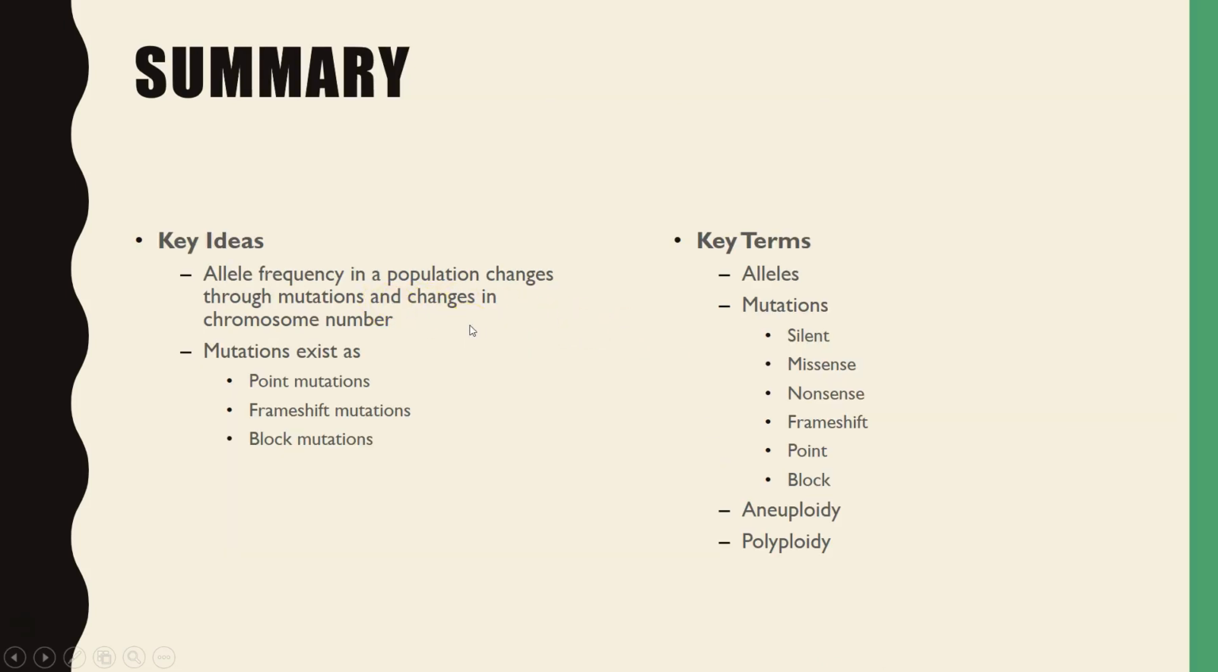This is the summary of the ideas. So we change allele frequency in populations through mutations. So we have point mutations, we have frameshift mutations or block mutations. From there, that will alter the allele frequency in the population, and that may result in evolution. Key terms, so this is what you should know by the end: alleles, mutations, and the different types of mutations, as well as aneuploidy and polyploidy.